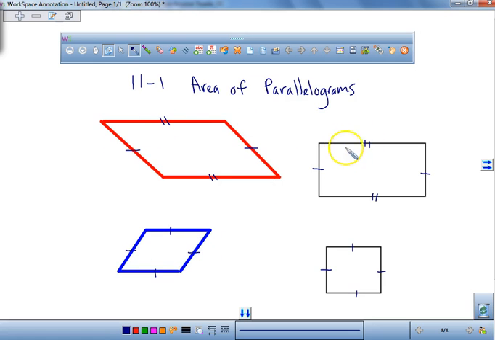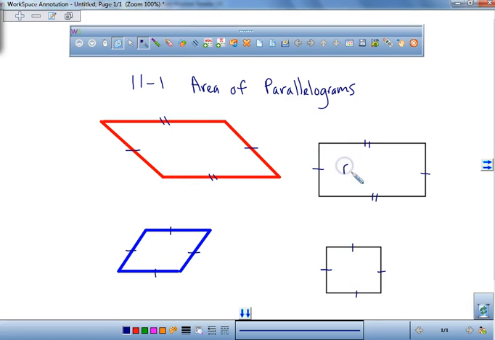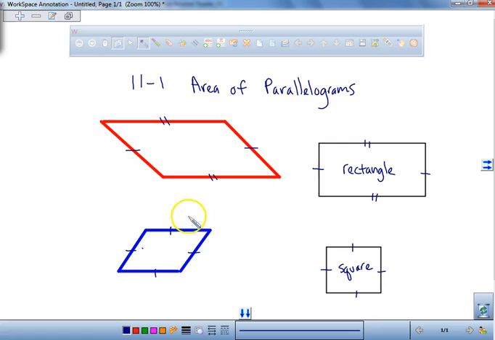All right, when you think of parallelograms, typically this is kind of what you think about, right? You got your typical parallelogram. All right, so this right here is a rectangle. We have a square right here. We have a rhombus.